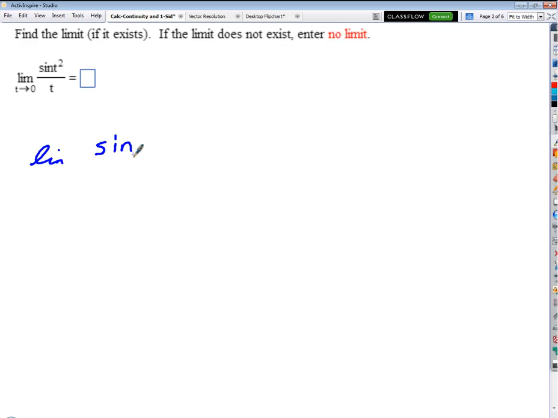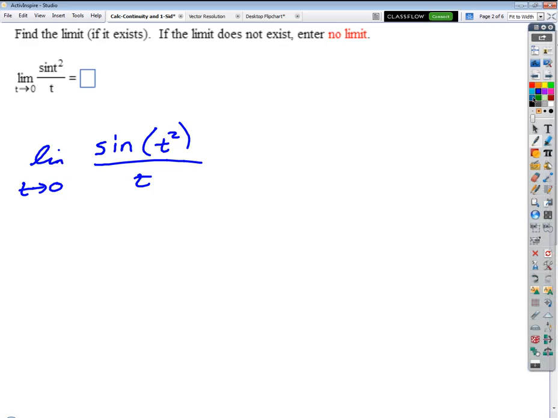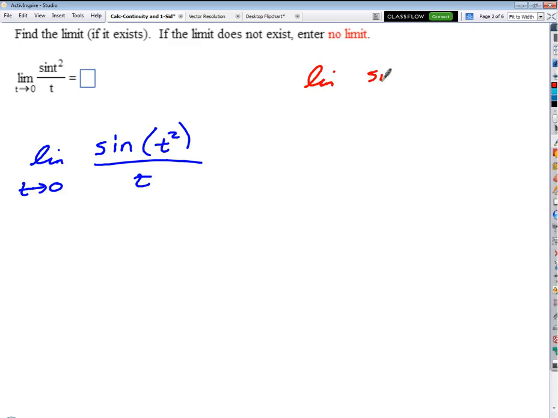Okay, I would rewrite this one with parentheses. I think that's helpful. Okay, so here's kind of my hint on this one now. We have to get to the form limit of sine theta over theta as theta approaches 0 equals 1, right? Yeah. Okay, so let me ask you this.